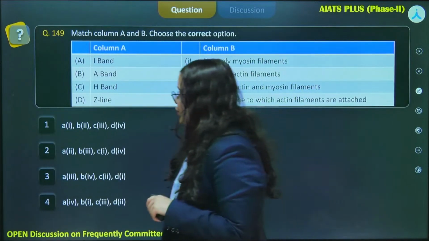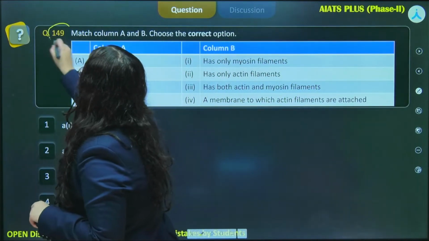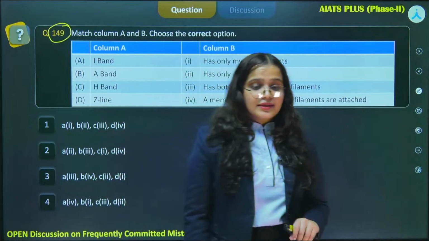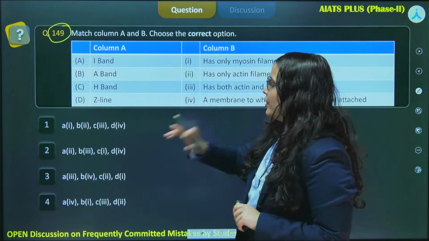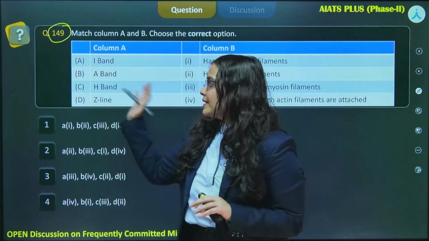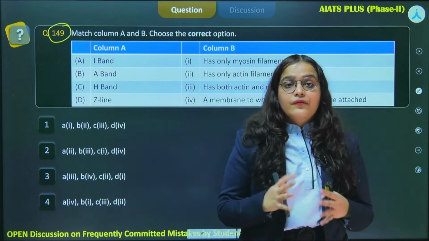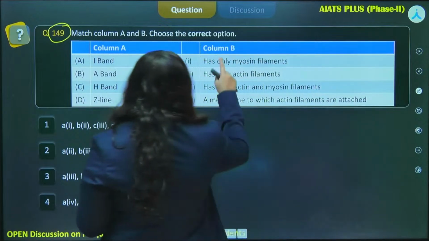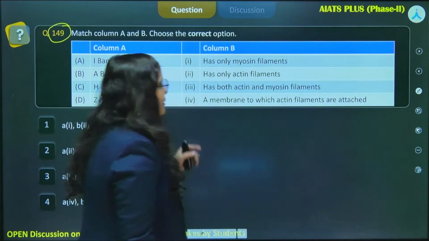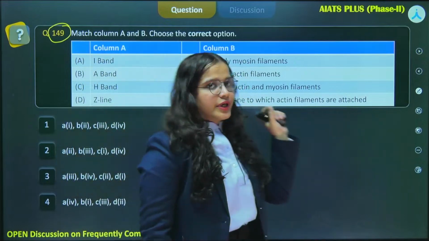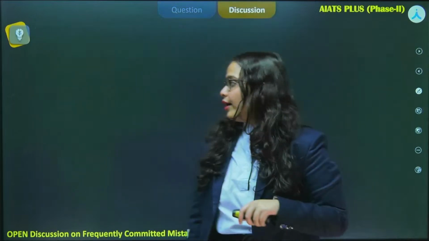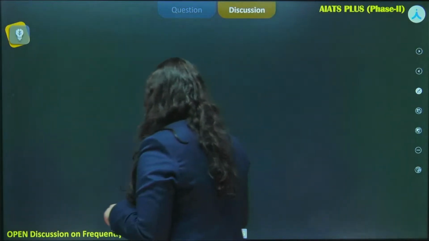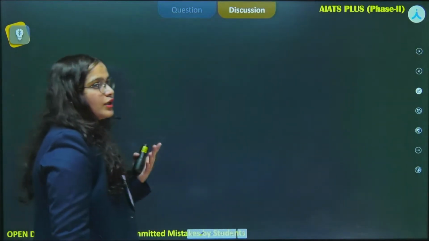So now we move on to our next question, which is a match type question, and it states match column 1 and column 2 and choose the correct option, where under column 1A I can see that there are names of different bands, and under column B I can see that they are talking about the constituents of that particular band. Alright. So now quickly move to the discussion of what these bands are.